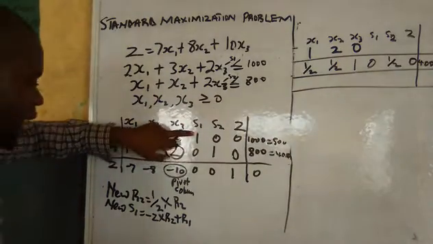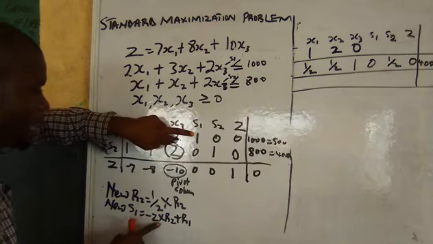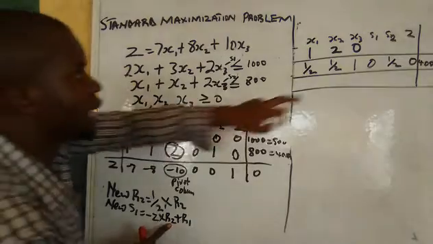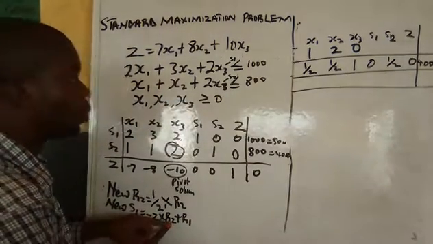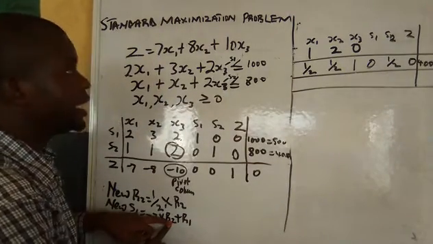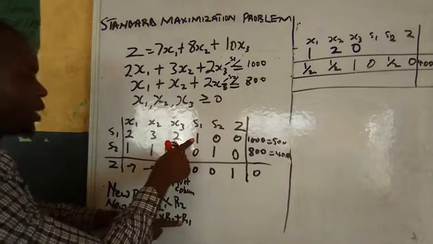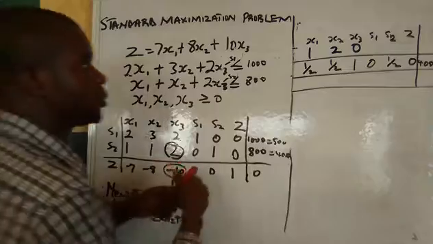Then let's go to this slack now. Minus 2 times R2 for the slack 1, that is going to be minus 2 times 0. That's going to be 0. Then 0 plus 1 here is going to be 1.